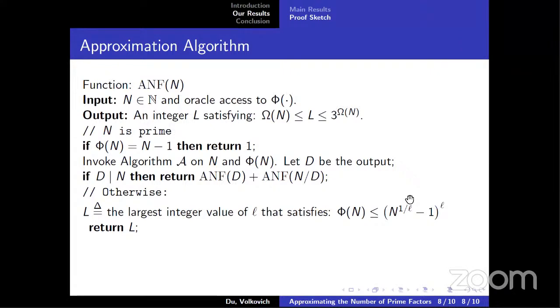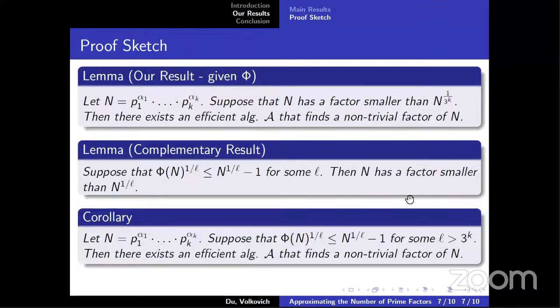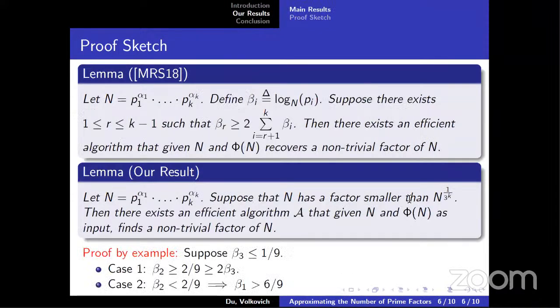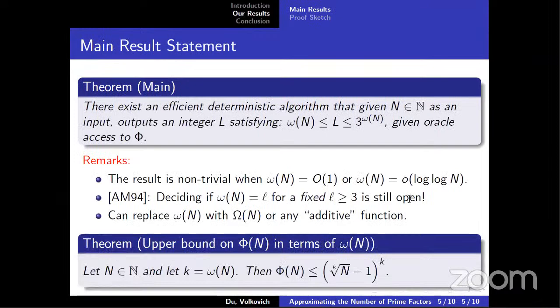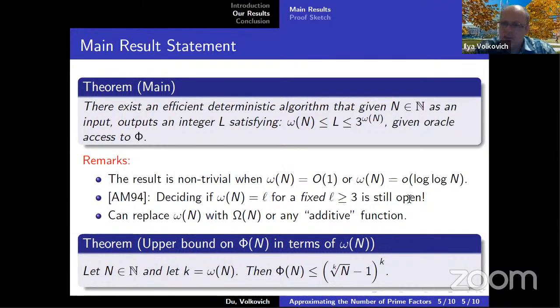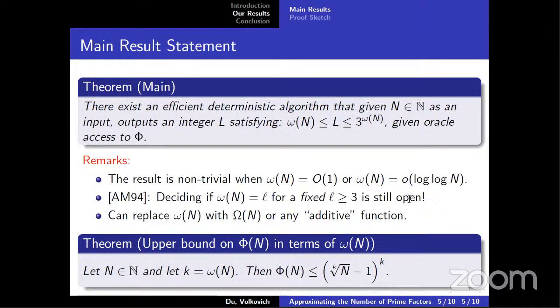Thanks, Ilya. Can I ask one more question? I'm new to this, I don't know much about integer factorization, but here you are approximating the number omega of n, right? So I had a question: is there an approximate version for integer factorization also? Is there a problem which says that you approximate a factor by some amount, like output a factor?